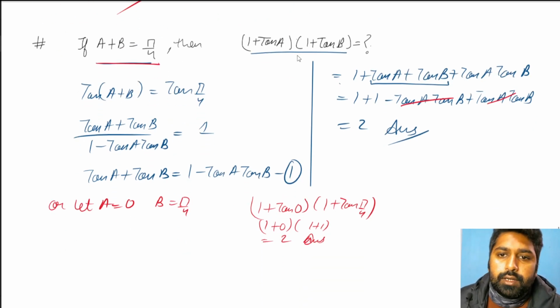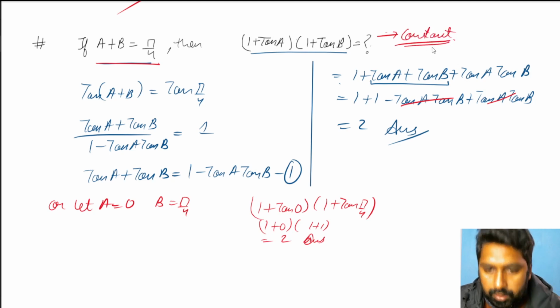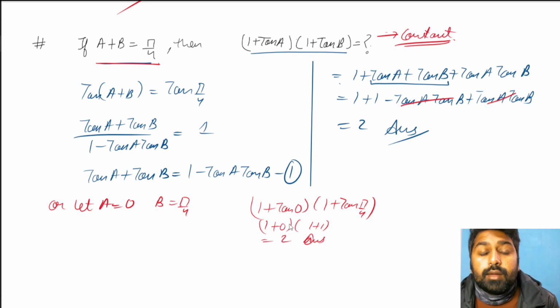I just put the value of a and b. I assumed it. But this can only be done in the questions which are independent of the variable as such. Means we know that the answer of this is a constant value. Then only you can do this. Okay. So for MCQs, sometimes this will work, sometimes it may not.